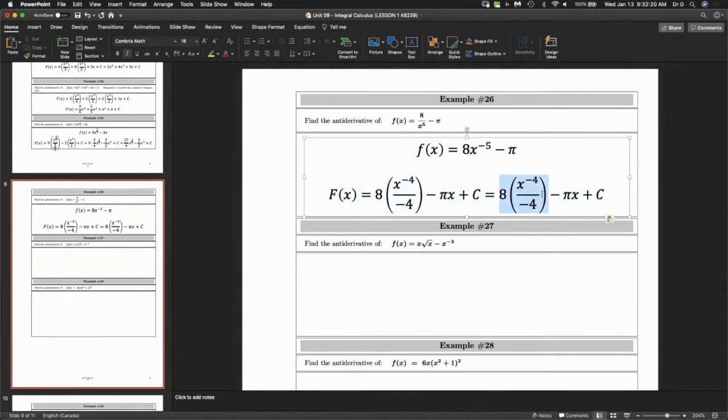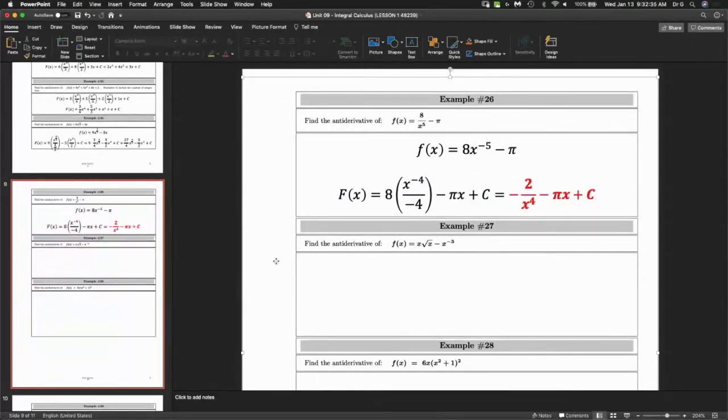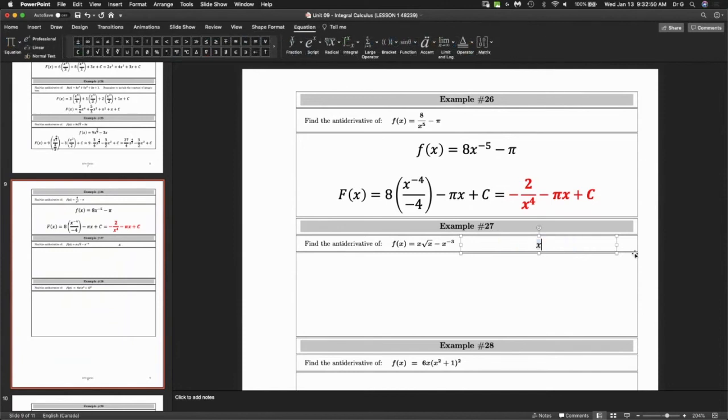So then this here becomes -2 over x to the 4. So 27, much of the same. You just want to take this here and rewrite it as an exponent. So that's equal to x to the half minus x to the -3. So that equals x to the 3/2 minus x to the -3.